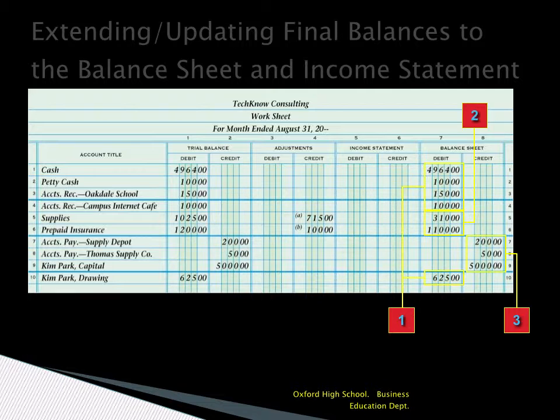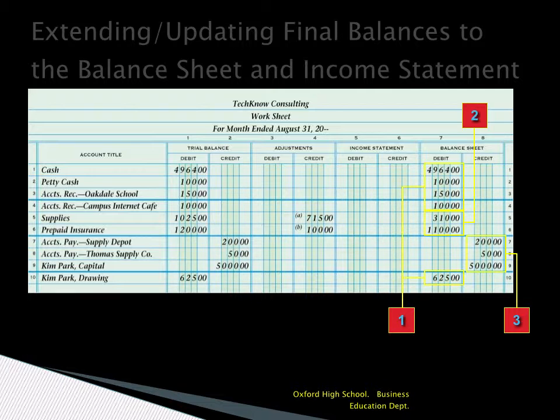Here's the easy part. This is where we're going to update our balances from the trial balance to the balance sheet. We're only going to look at the balance sheet accounts. All balance sheet accounts consist of liabilities, assets, and owner's equity. Let me put them in order. Assets, liability, and then owner's equity.